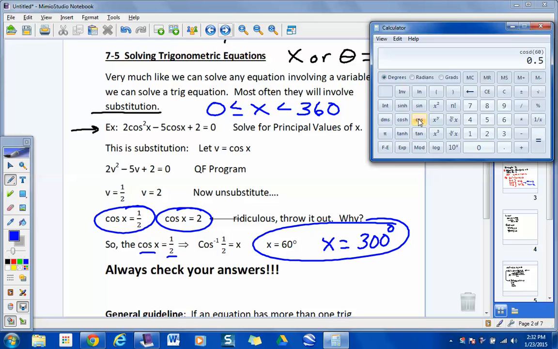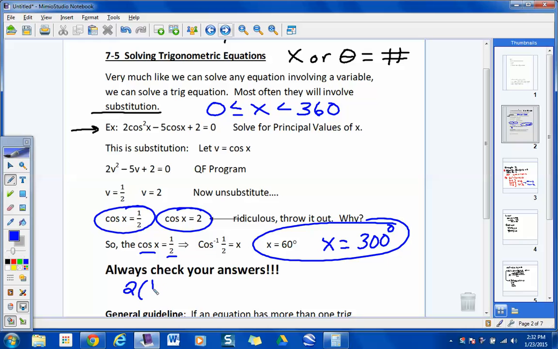So if I substitute it back in, wouldn't this really be 2 times 1/2 squared? That would be the cosine of 60 right here, half squared, minus 5 times the cosine of 60. Well, cosine of 60 again was what fraction? 1/2. Yep, 1/2. 5 times 1/2, plus 2. This had better equal what value, gang? Better equal 0. Okay, check it out.